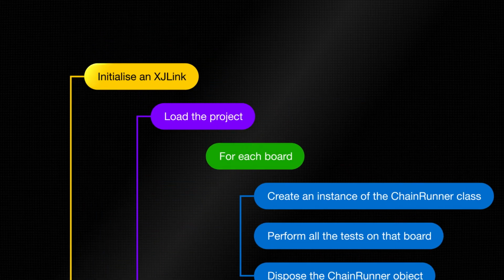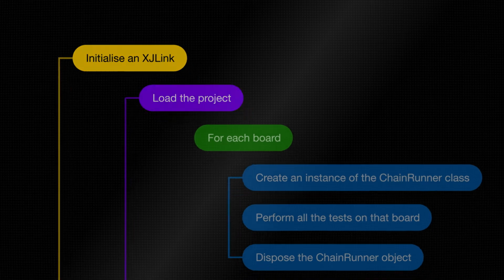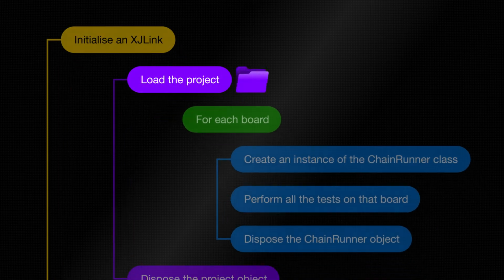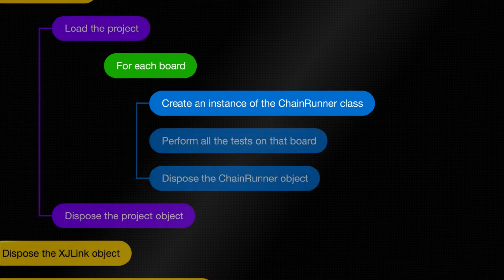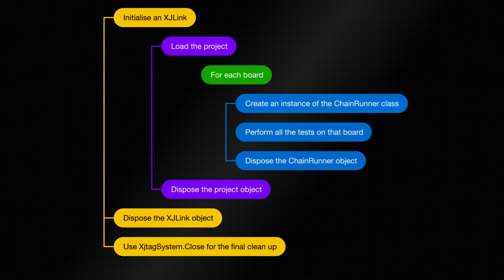Along with initializing your XJ link, you need to load the project that describes your board. Once those have been done, you can create a ChainRunner instance to gain access to the methods that allow you to interact with the device's pins. Let's look at those steps in detail.